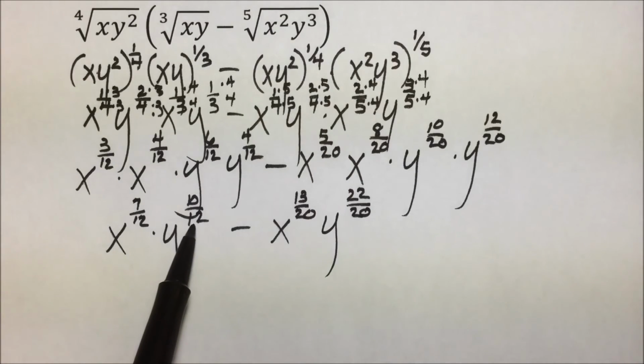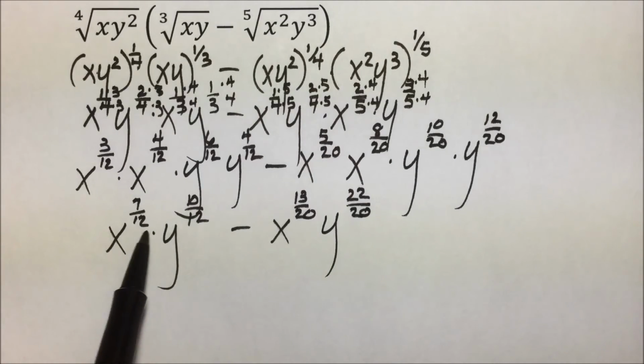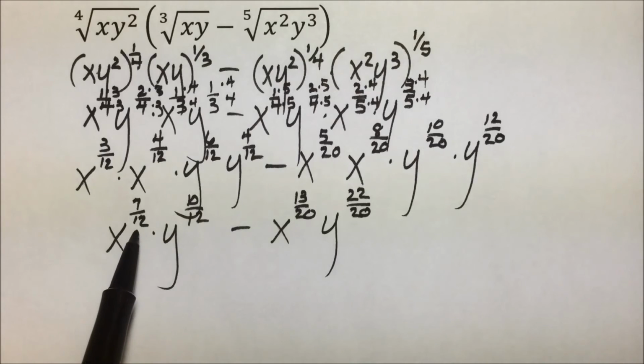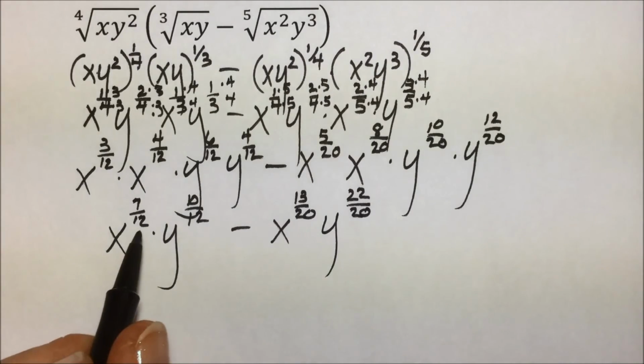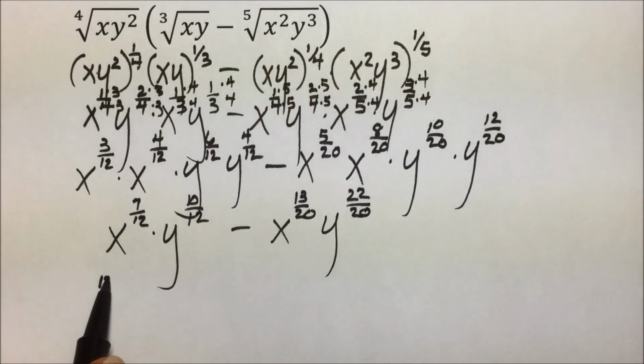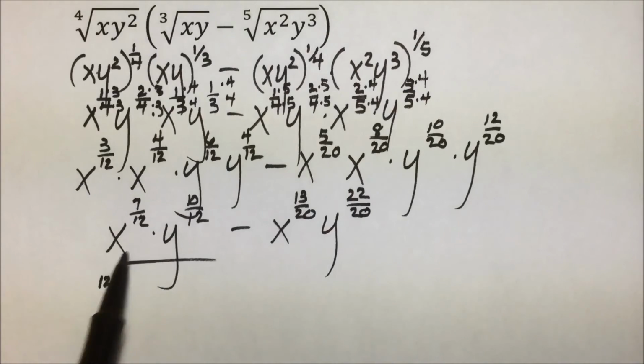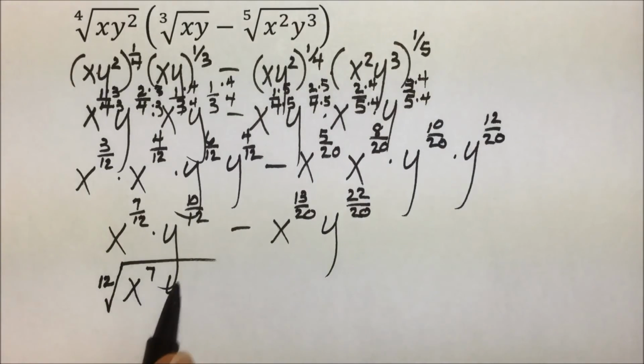We can reduce these, but again, we have to be mindful of keeping that denominator the same so that we can put these underneath the same radical with the same index. So our index on this radical of this first product will be 12, and we will have x to the 7th and y to the 10th, minus.